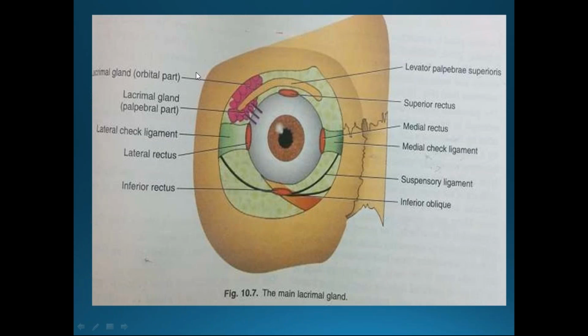This is the orbital part of the lacrimal gland. This is the palpebral part of the lacrimal gland. This is the LPS muscle separating the orbital part from the palpebral part. These are the ducts which travel through the palpebral part of the lacrimal gland and open into the superior fornix.